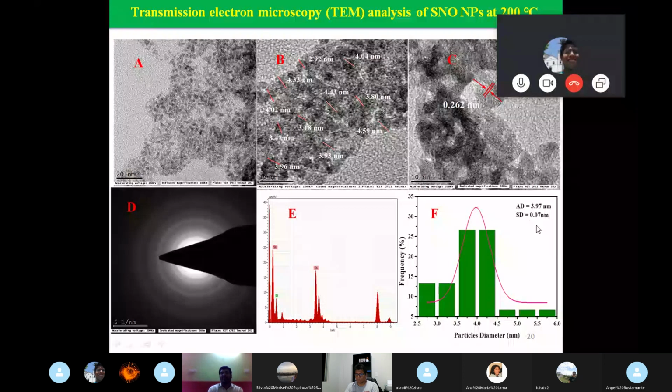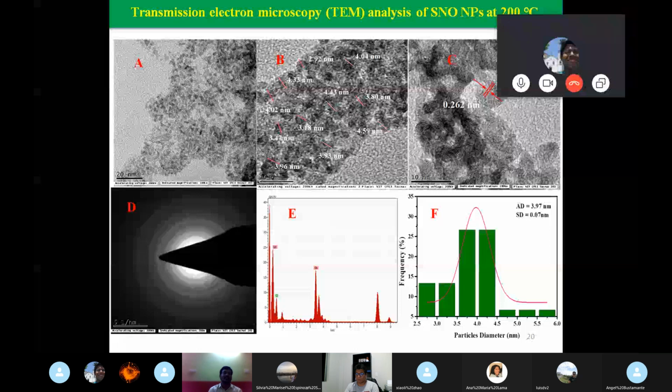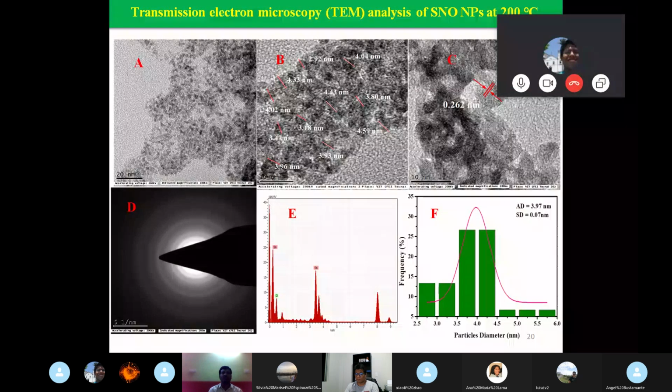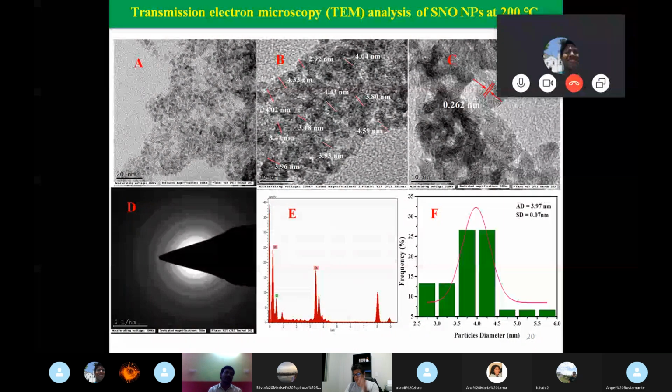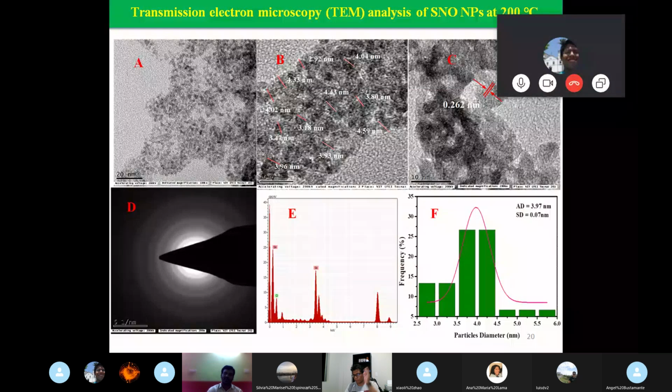C represents the interplanar distance of the planes. It is around 0.62 nanometer, which resembles the XRD result. D represents the SAED pattern of the material. E represents the elemental analysis of the tin oxide nanomaterial. F represents the histogram of the particle size distribution.